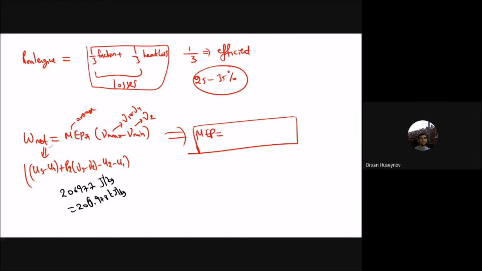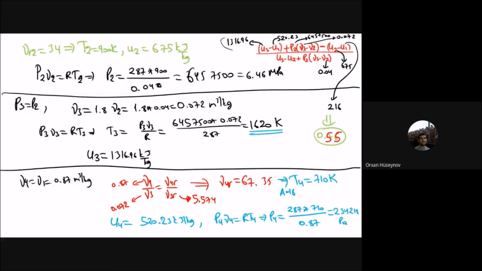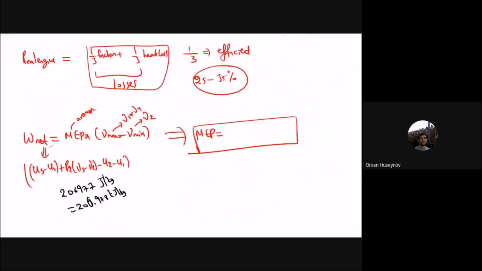And this one will be equal to v max minus v minimum, and the maximum volume is v1, which is 0.87 meter cubed per kilogram, and v2 is 0.04 meter cubed per kilogram. If you divide that value by this one, you will get the mean effective pressure, which is the average pressure inside the cycle.